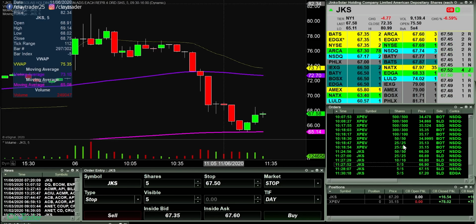So, nice little example there. Again, the idea here is not to make a boatload of money. The idea here is just to get good, solid practice with real money on the line.